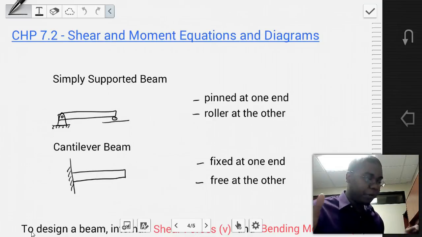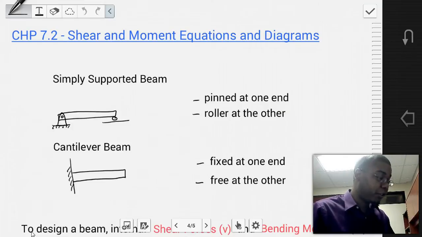Both of these are pretty classic types of members where we can readily identify what types of supports develop within the member. A simply supported beam is pinned at one end and has a roller at the other end, and a cantilever beam is fixed at one end and is free at the other end.